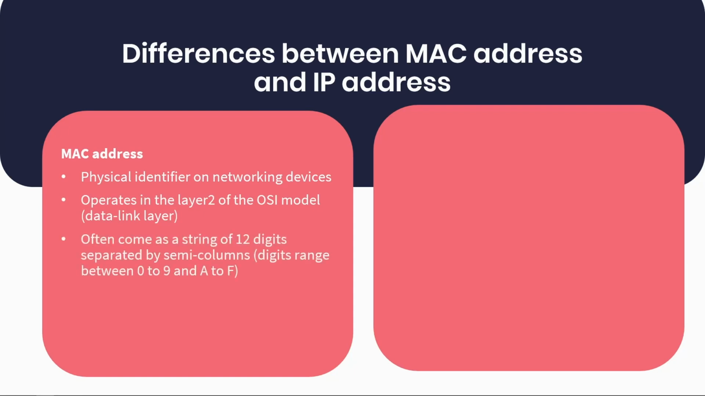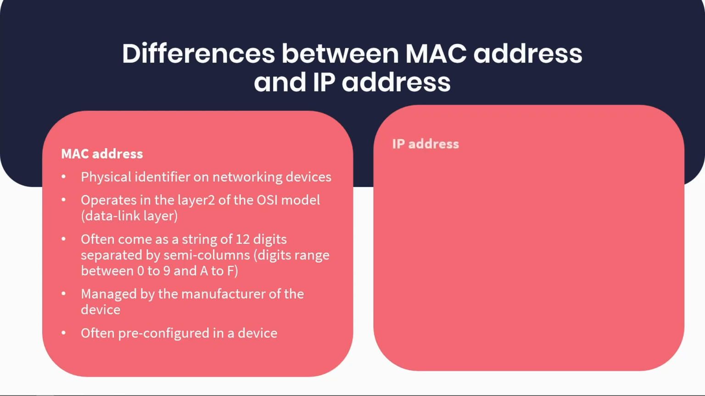It often comes as a string of 12 digits separated by semicolons, and the digits range between 0 to 9 and A to F. It is managed by the manufacturer of the device. The manufacturer burns in the address in the device hardware component to identify the device on a network. And finally, it is often pre-configured in a device if the device has a network card interface installed. Examples of such devices include routers, switches, network repeaters, Wi-Fi extenders, and network printers.